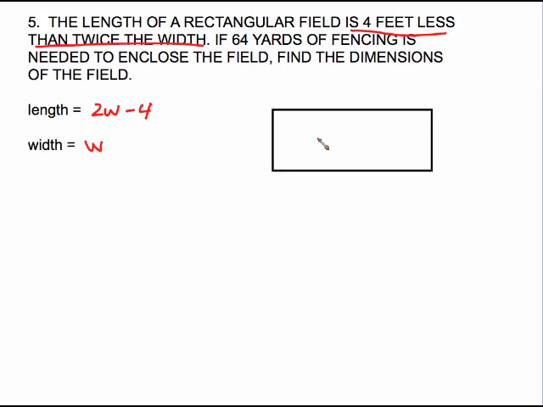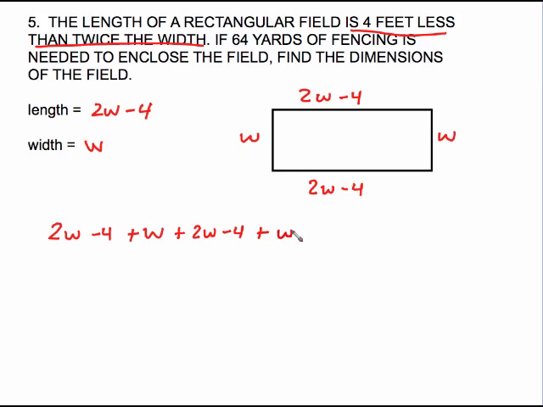I'm now going to put those over here on the picture. Width is W, so I'll label those both as W. You know in a rectangle that the opposite sides are equal, and I can label this as 2W minus 4. We've decided this is a perimeter problem. Perimeter just means the sum of the sides. So I can add all of these up as 2W minus 4, that's the top, plus W, because that's my right side, plus another 2W minus 4, that's the bottom, plus W right here, which is my left side, has to add up to 64.